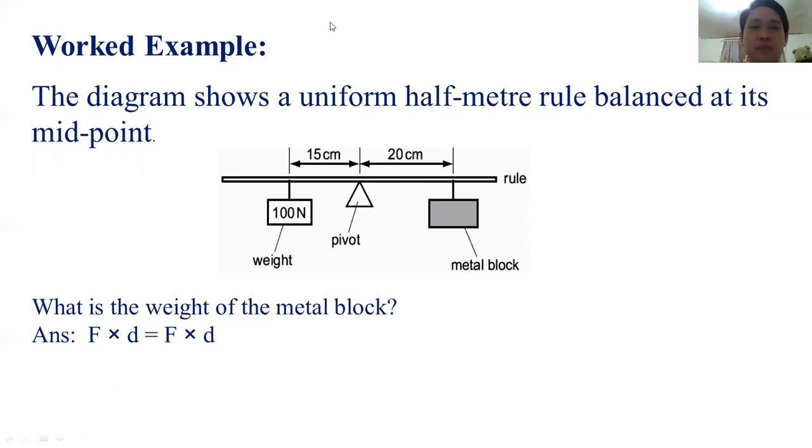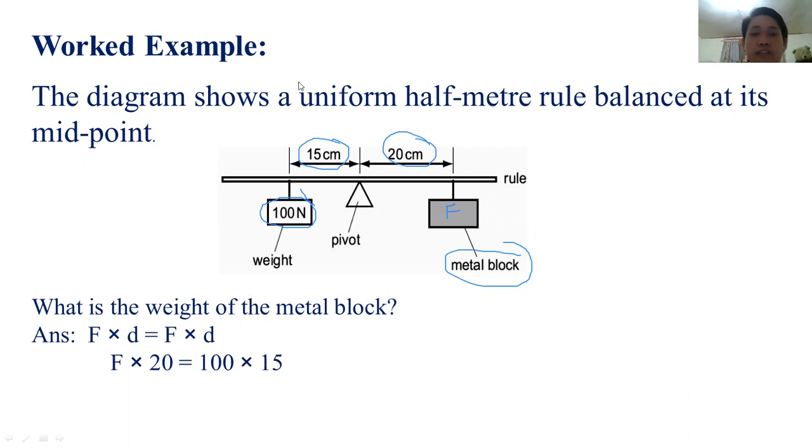The first one is 15 centimeters for a force of 100 Newton. On the other side, on the right side, we have 20 centimeters for the metal block. We don't know this force, so we will denote it as F. To solve, what will we do? We will just substitute. We know that the force on the left side is 100 Newton.